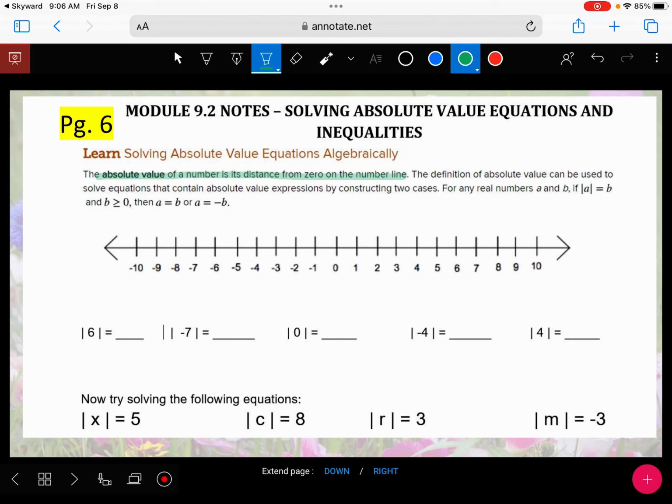So the absolute value of positive 6, because positive 6 would be right here. So I'm going to plot. This is where I am. So positive 6 is right here. And if I count how many hops, that would be 1, 2, 3, 4, 5, 6. That's why the absolute value of 6 is 6.